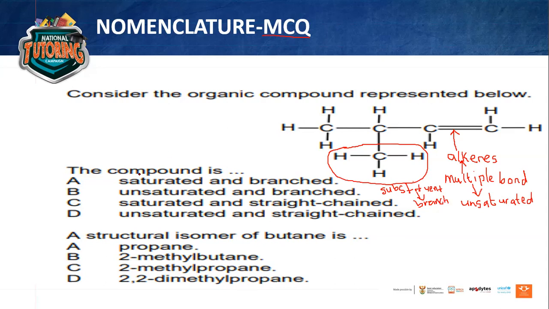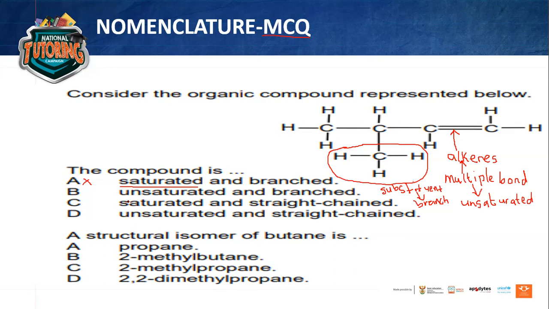Now I've examined my molecule. Now I go to the options. They say the compound is, I'm going to choose any letter from A, B, C, and D. Saturated and branched, already saturated. I know that it is wrong. Why? Because a saturated compound is an organic molecule that contains only single bonds between carbon atoms. So this cannot be correct because I have a double bond there. Branched, yes, branched is there. It's fine, but the fact that they said saturated means this is wrong.